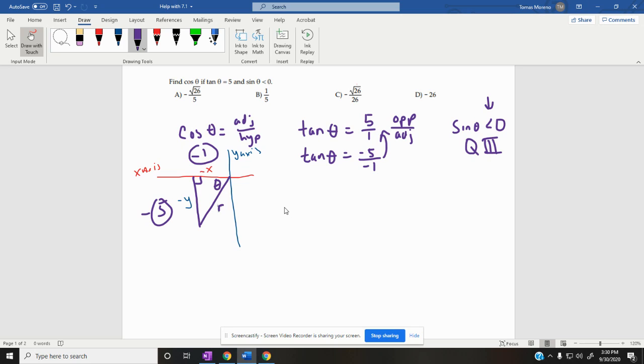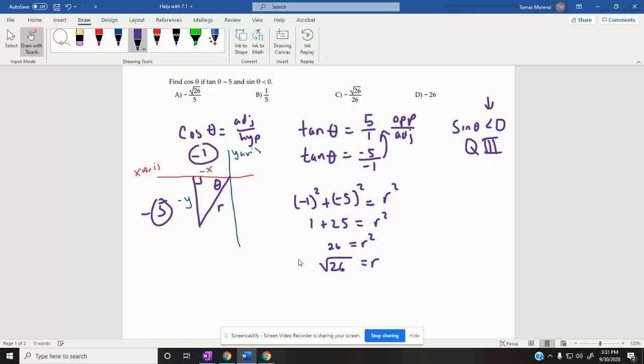Okay, so now all we need to figure out is r. So how do we figure out r? Pythagorean theorem. So we can go negative 1 squared plus negative 5 squared, and that's going to equal r squared. So this is 1 plus 25 equals r squared. 26 equals r squared, and we take the square root of 26, which is r.